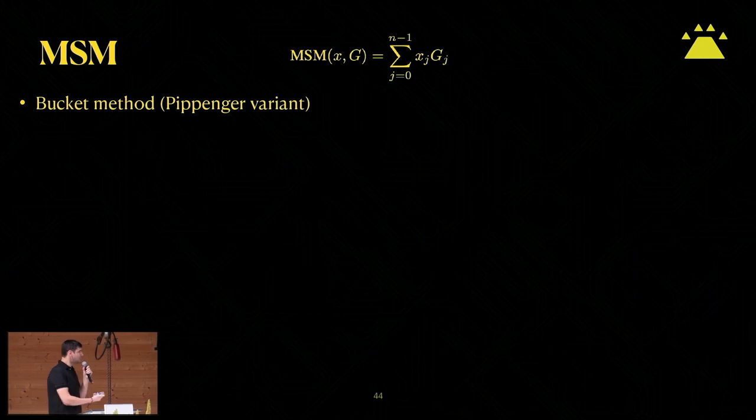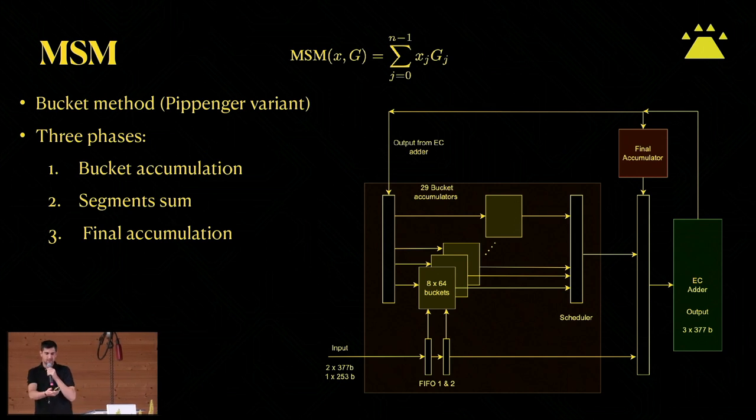Now, let's move on to multiscalar multiplication. This is the expression above, which is like a product between two vectors, one a vector of scalars, one a vector of elliptic points. The common way to do it is by something called the buckets method, which is a variant of Pippenger. And this is our circuit. This is the core of how we are doing it, so I want to explain it.